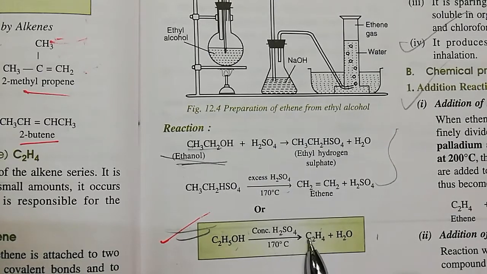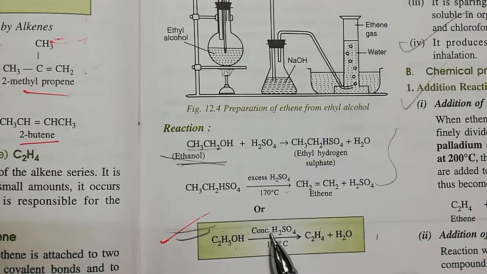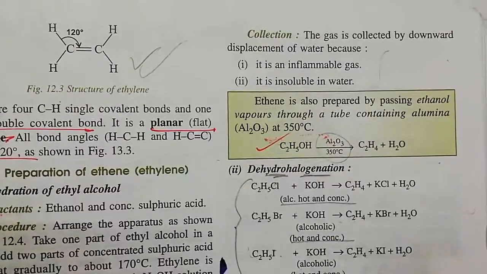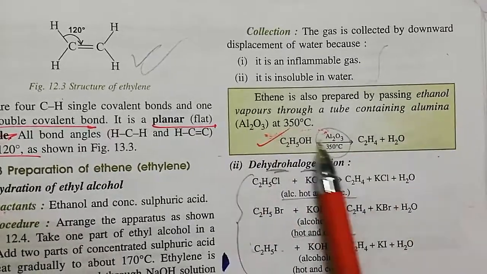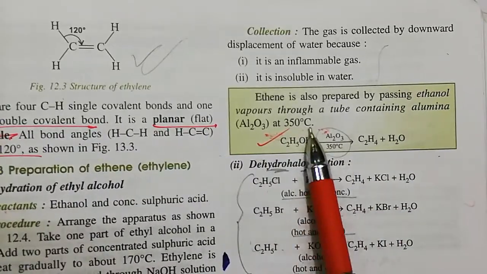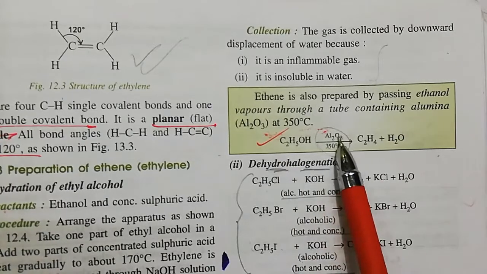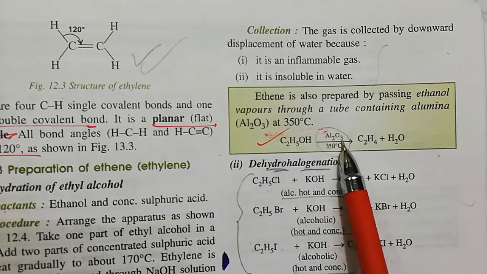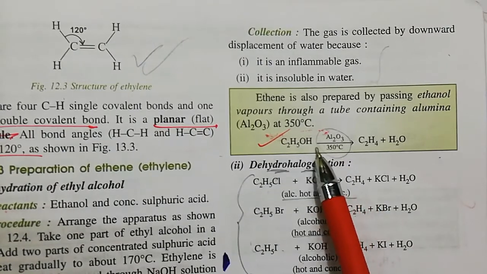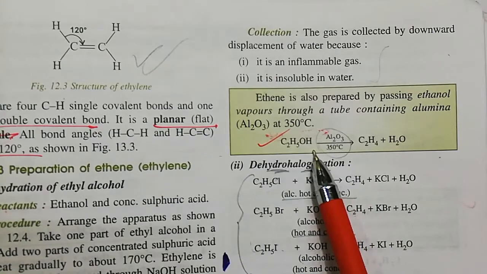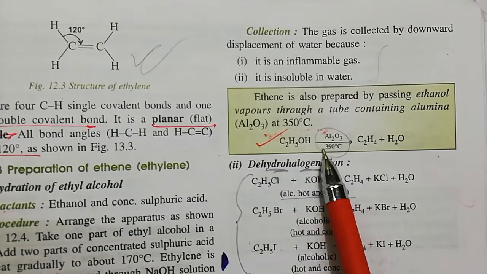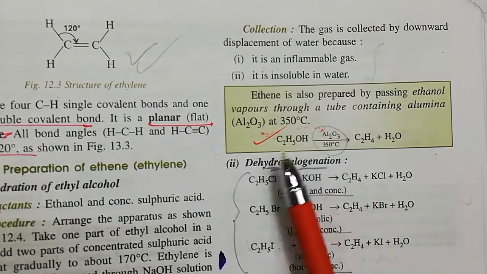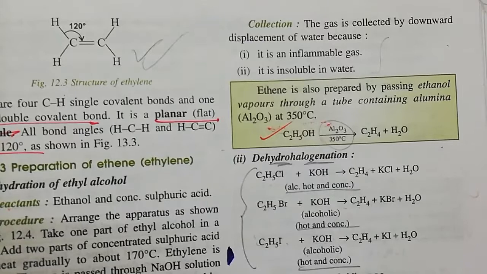The same reaction can be carried out using another dehydrating agent, as written here, and that is alumina or Al2O3. In this box, just observe: ethanol with alumina, that is the solid dehydrating agent. There may be a question, name one solid dehydrating agent. It is Al2O3, and the liquid dehydrating agent we have just seen is conc H2SO4, concentrated H2SO4. So that was the lab preparation of ethene, that means using a dehydrating agent.